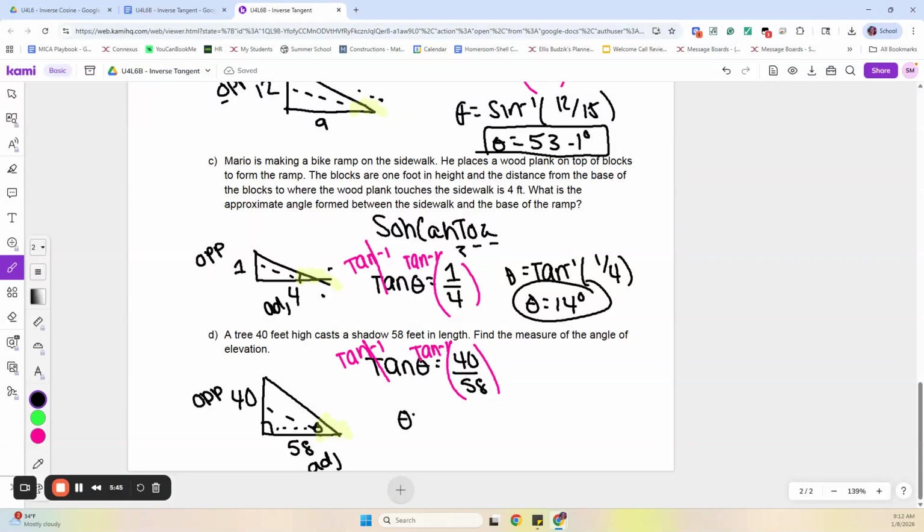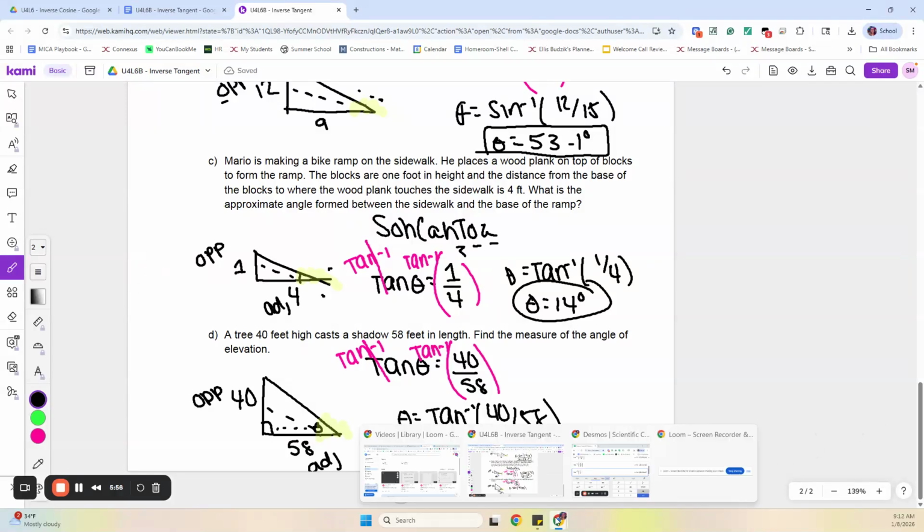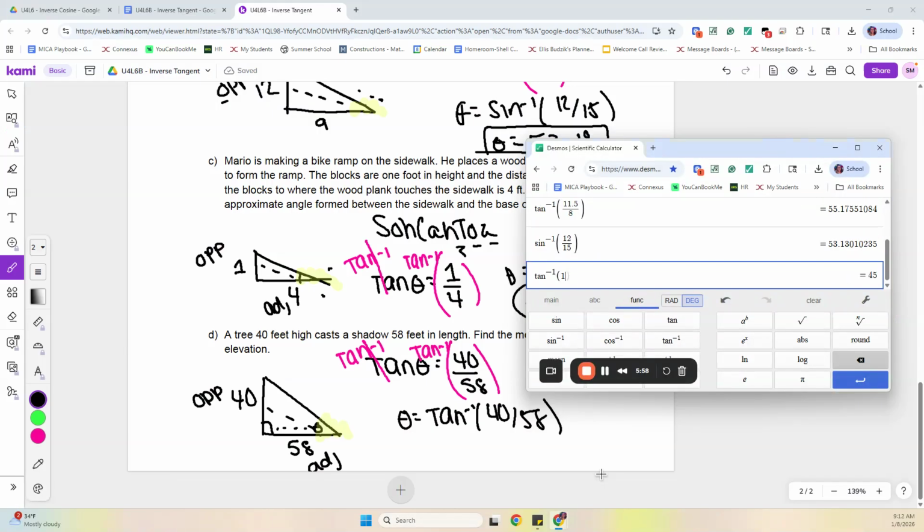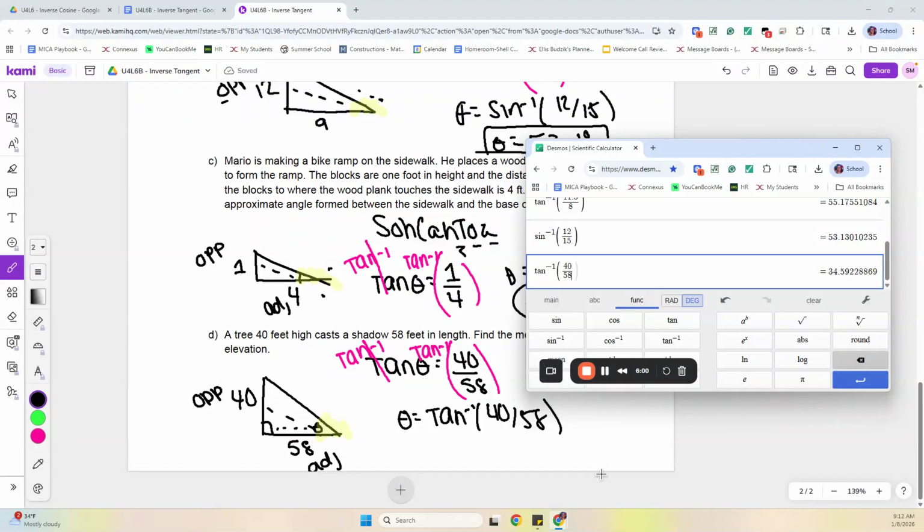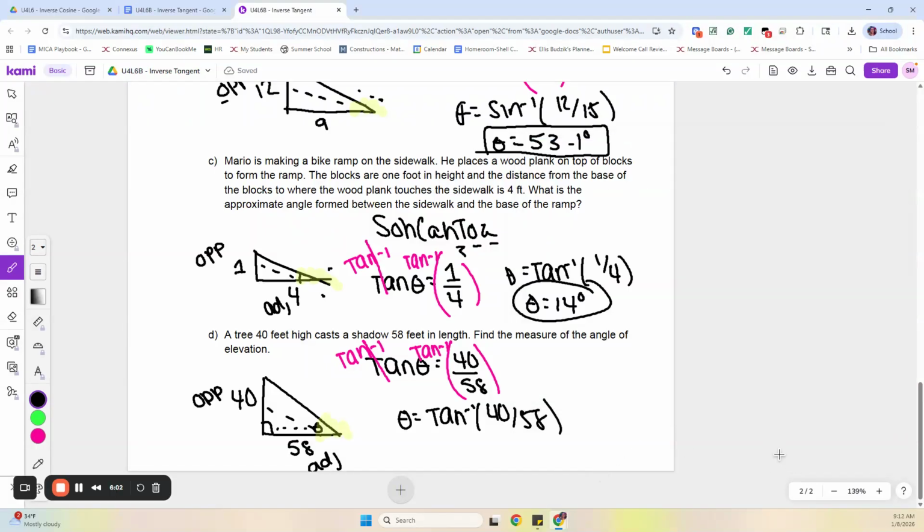So theta equals tan inverse of 40 over 58. And then punch that into our calculator. 40 over 58, we get 34.6 degrees. And that would be our answer.